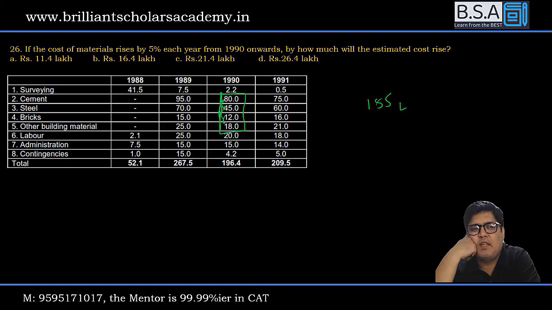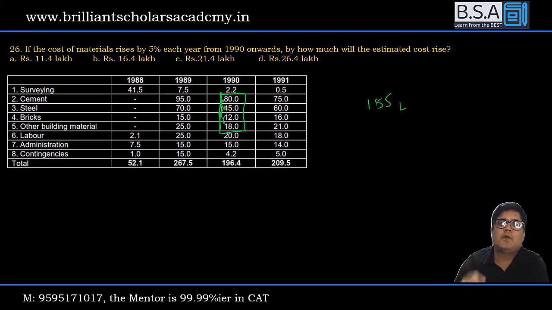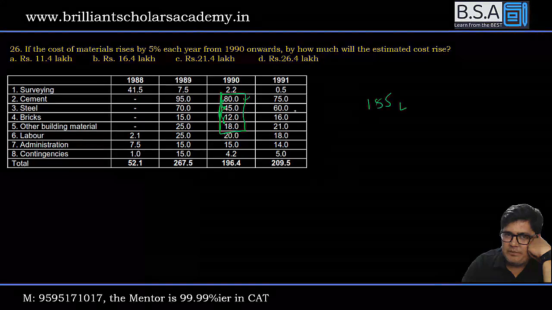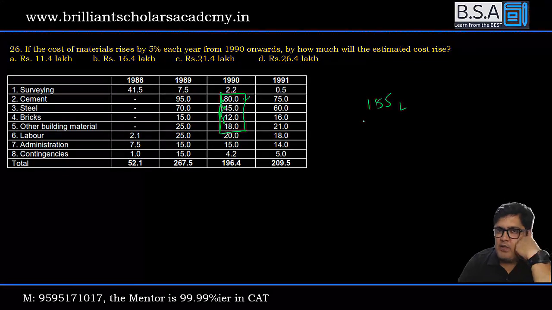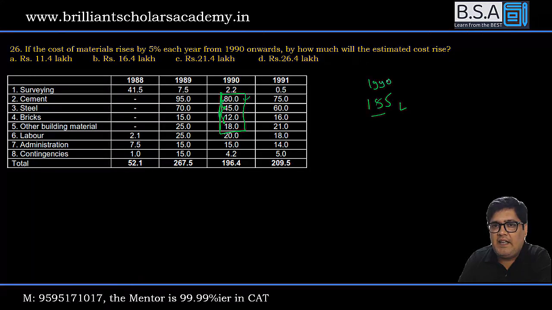Are you making some mistake here? If the cost of materials rises by 5% each year from 1990 onwards, how much will the estimate cost rise? So what we have done is we have increased it in 1990. We'll have to increase it in this year as well. So this is the cost for 1990.